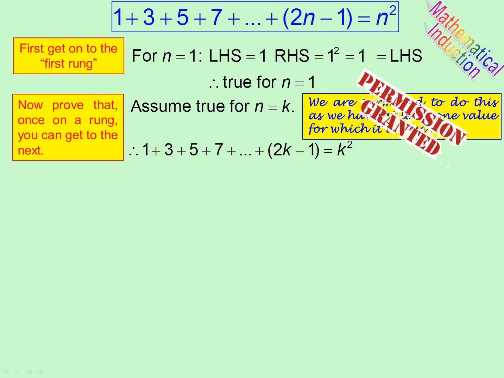Now, what we're going to do is add the next term onto the left-hand side, which is pretty straightforward. All we're going to do is put k plus 1 instead of k, or instead of n, and we're going to put it there. We're going to leave these and add the next term. And if we add something to the left, we must add the same thing to the right.